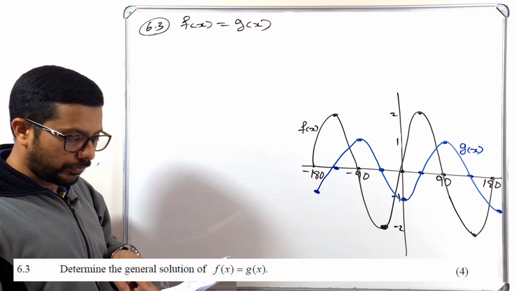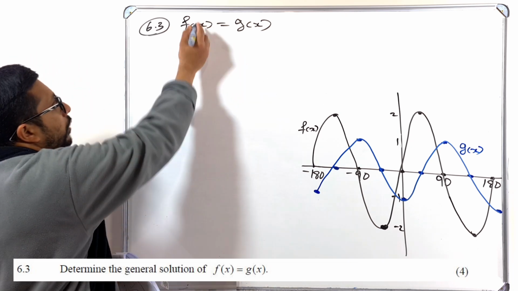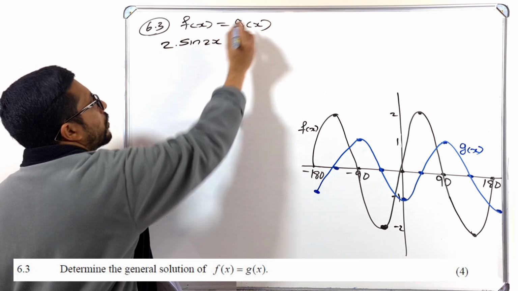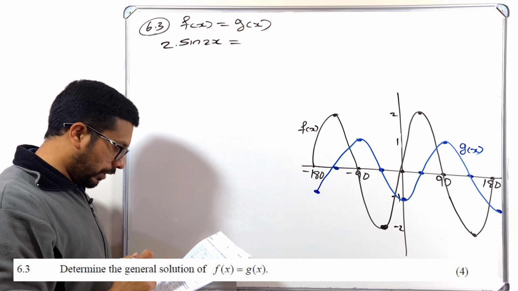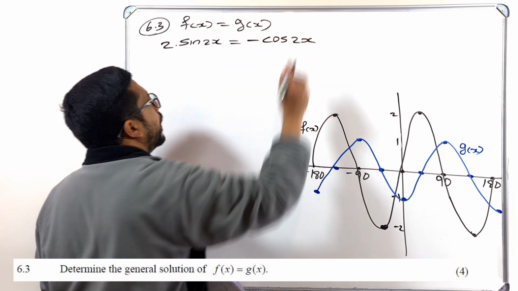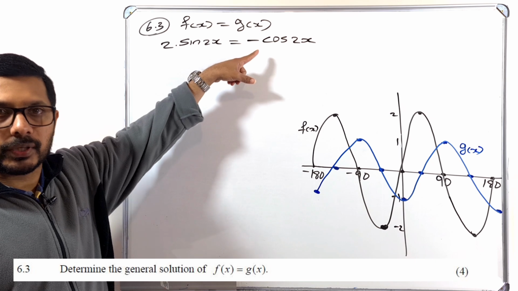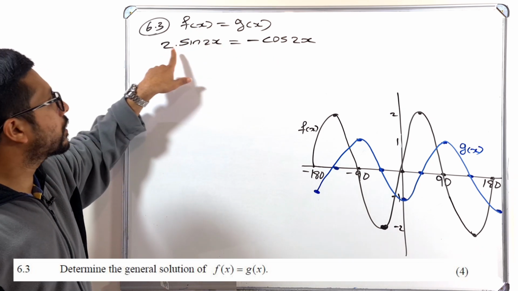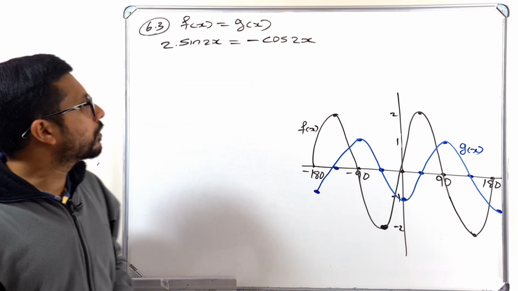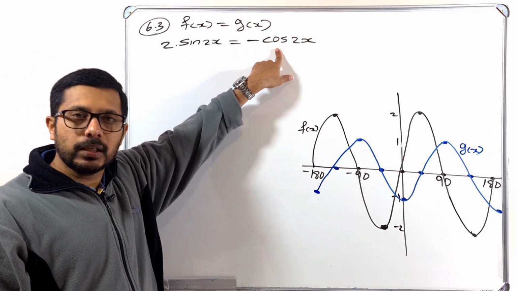So what is the equation of f of x? Look at the question, it is given, we wrote it here. f of x is 2 sine 2x, so 2 sine 2x is equal to g of x, the one that we drew, minus cos 2x. You have to find the general solution where f of x is equal to g of x. So we know that the equation of f of x is 2 sine 2x and the equation of g of x is minus cos 2x.